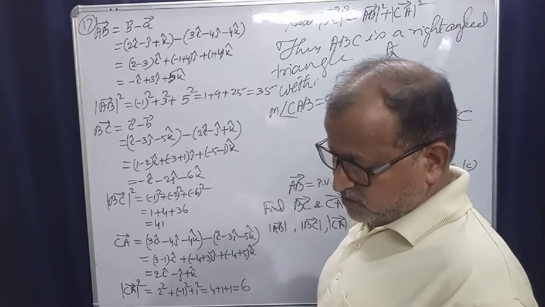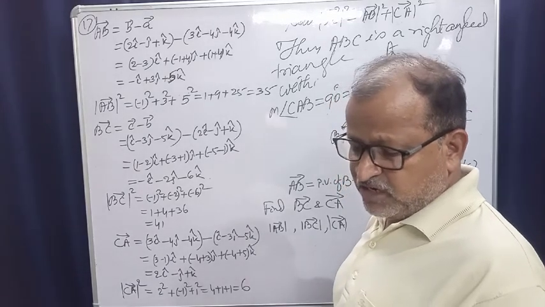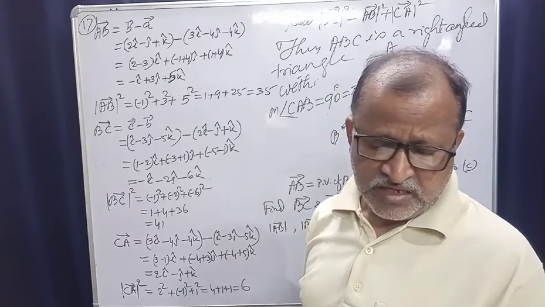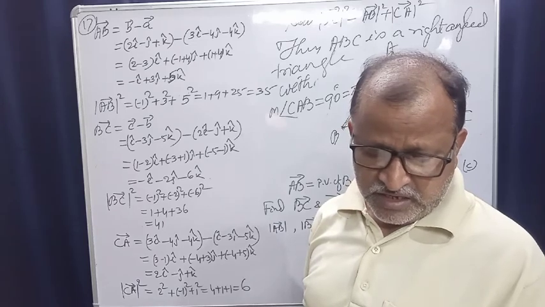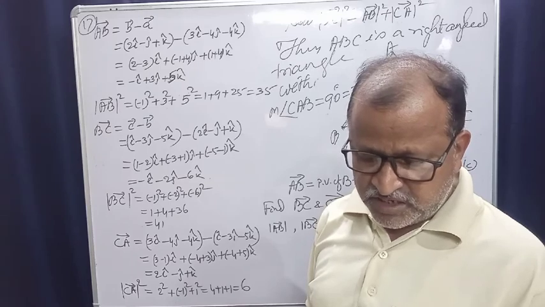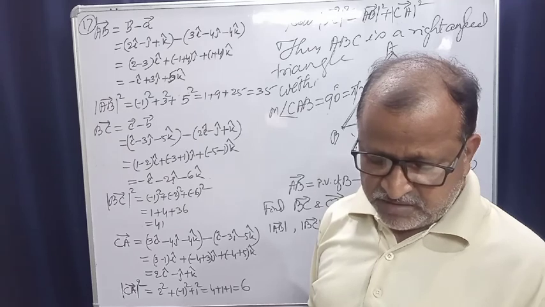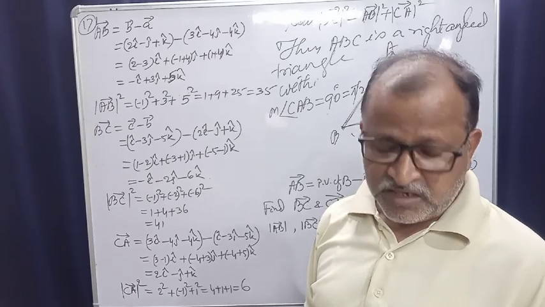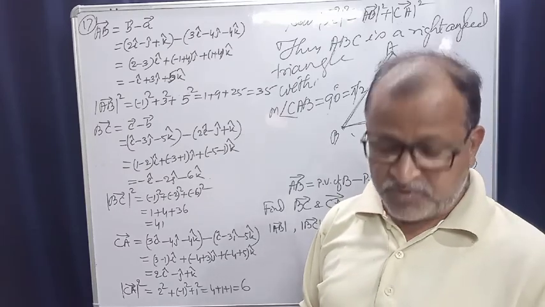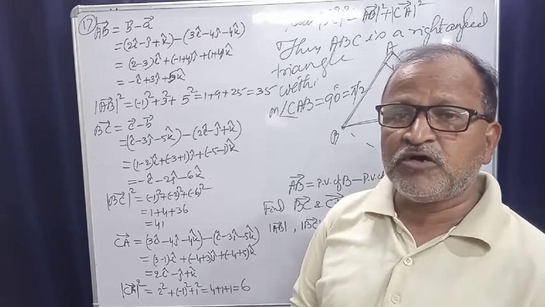Question number 19. If A and B are two collinear vectors, then which of the following are incorrect? First one is correct. B is a scalar multiple of A, respective components of A and B will be proportional. Both the vectors A and B have same direction but different magnitude. A is equal to plus minus B. It is incorrect.